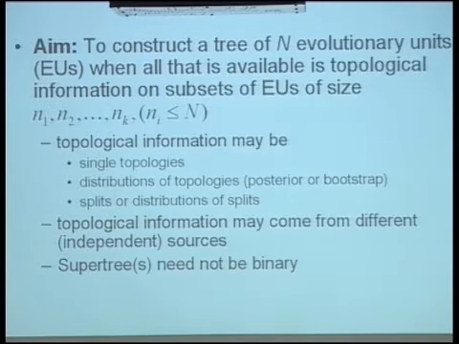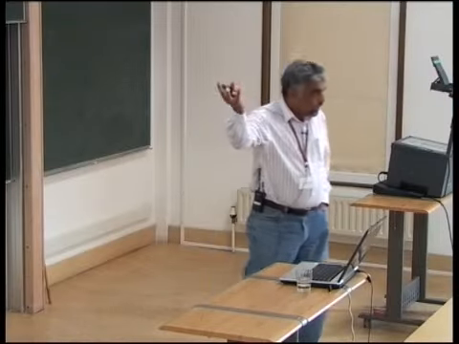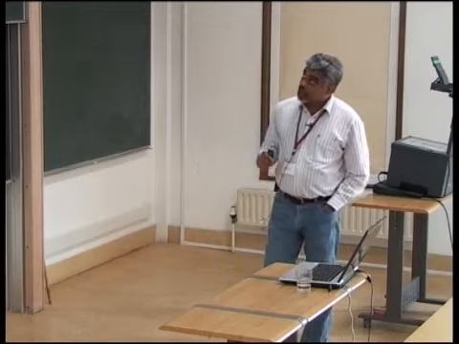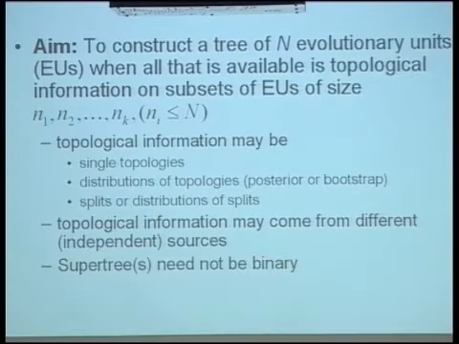Now, what do we want to do when we construct a supertree? We all know what we want to do. What we want to do is we want to build a big tree of big N evolutionary units when all we have available are small subtrees of little n, 1, 2 to nk evolutionary units. Now we have topological information in the form of trees, single topologies. Maybe we have distributions of topologies for each of these data sets. Maybe we have splits or distributions of splits for each of these data sets. The topological information can come from different independent sources. And of course, we all know that supertrees need not be binary, as in fact the individual trees as well.